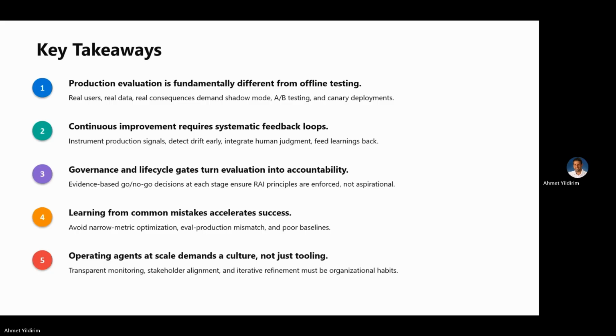And then operating agents at scale demands a culture, not just tooling. This is the most important one. You can buy the best evaluation platform on the market and still fail if the organizational habits are not there. Transparent monitoring, stakeholder alignment, and iterative refinement post-production have to become how you work and how you evaluate agents. So putting it simply, agent evaluation is a discipline.